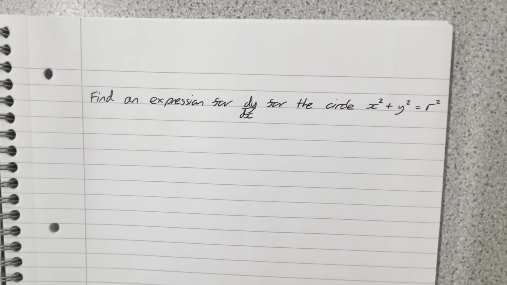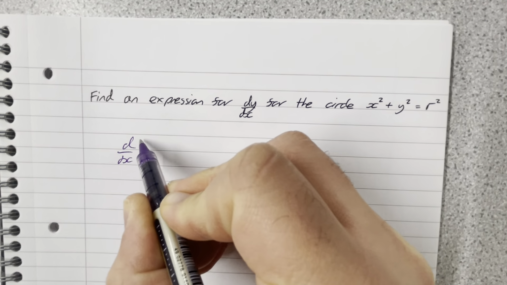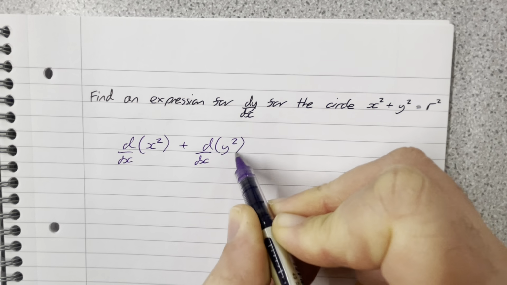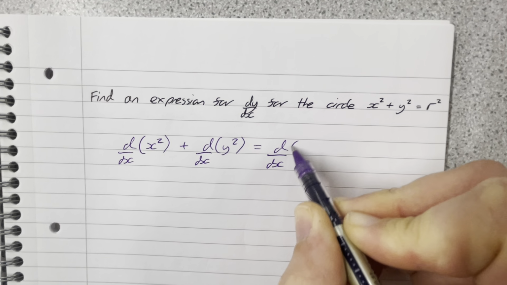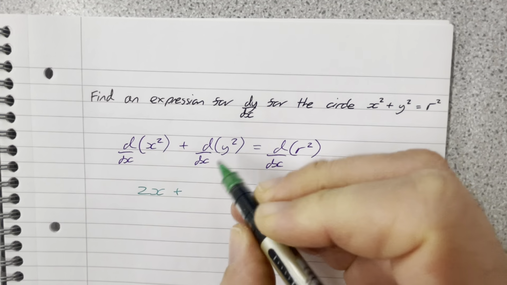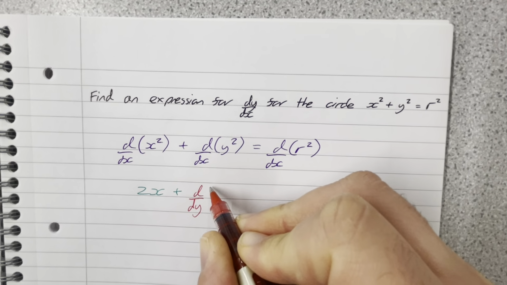Okay, example number 2. Find an expression for dy by dx for the circle x squared plus y squared equals r squared. So we're going to apply exactly the same thing again. This is an implicit definition of a curve. So we're going to differentiate implicitly. So d by dx of x squared plus d by dx of y squared is going to equal d by dx of r squared. Okay. So this one's nice and easy. That one is just 2x. That's a nice year 12 one. This one we're going to need to apply our chain rule, or the implicit differentiation technique, which we're doing now.